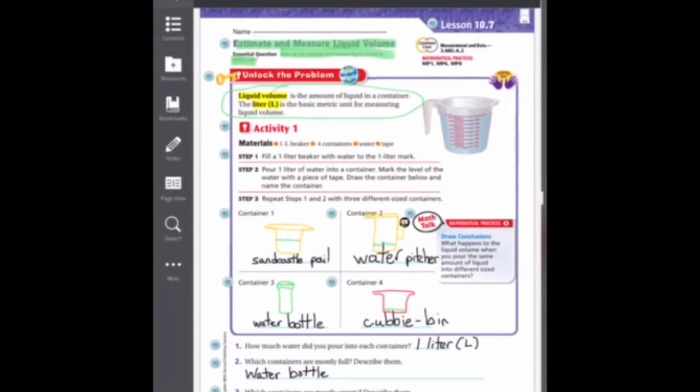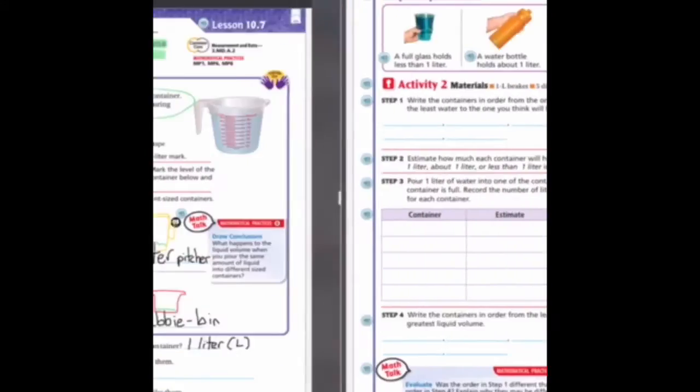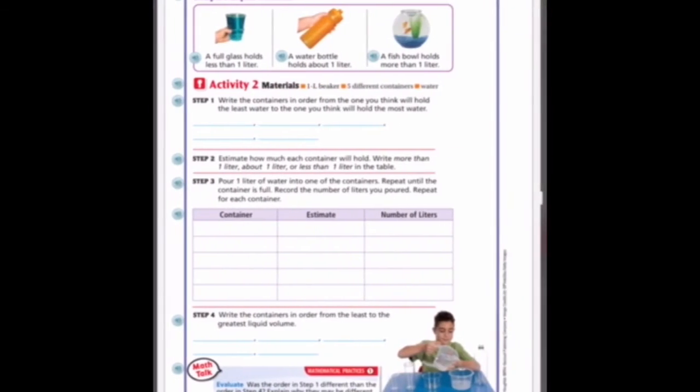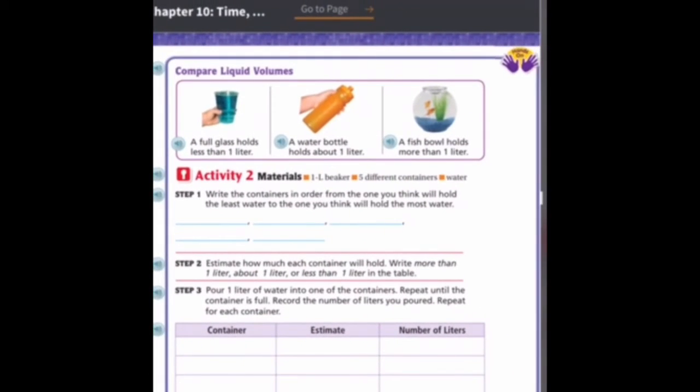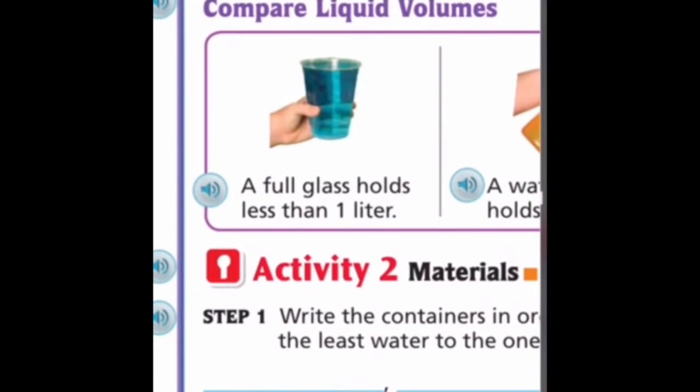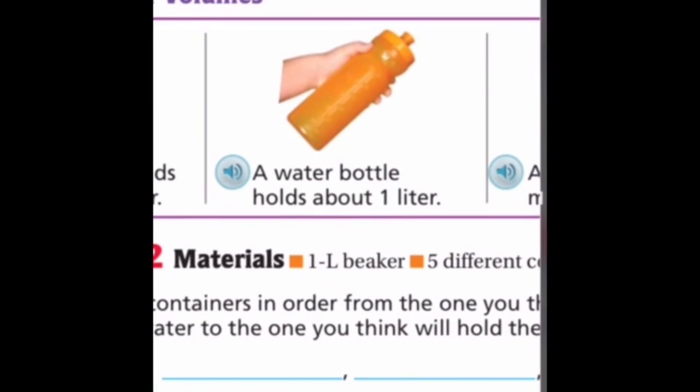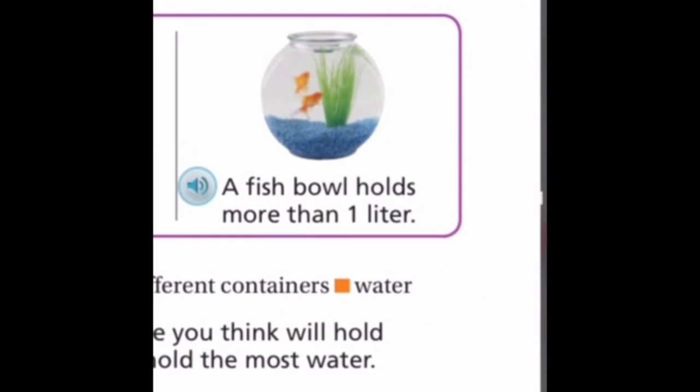Let's look at the next page, and this is the page, whoops, sorry, next page. I'll get there eventually. There we go. Having some problems today. We're going to compare liquid volumes. So a full glass of water holds less than 1 liter, a regular drinking glass that you have at home. The water bottle, as we found out, holds about 1 liter. Now, not one of those giant water bottles, but just like a normal sized water bottle. And then something like a fish bowl, well, that's going to hold much more than 1 liter.